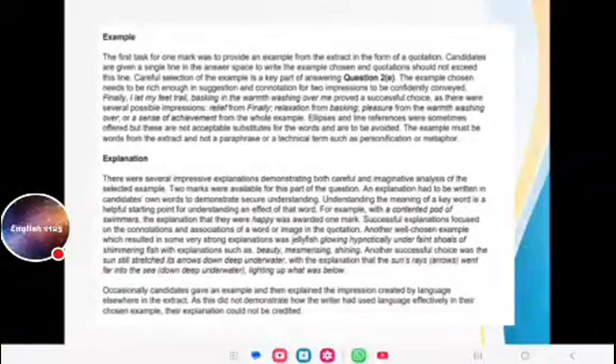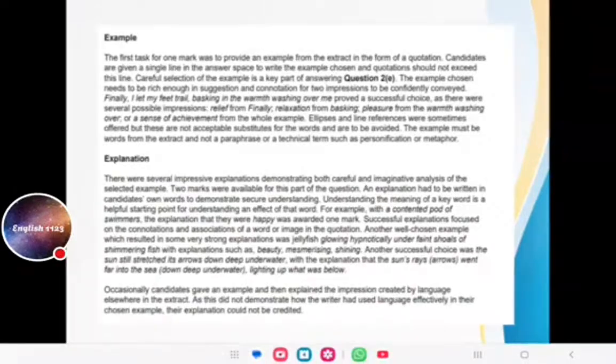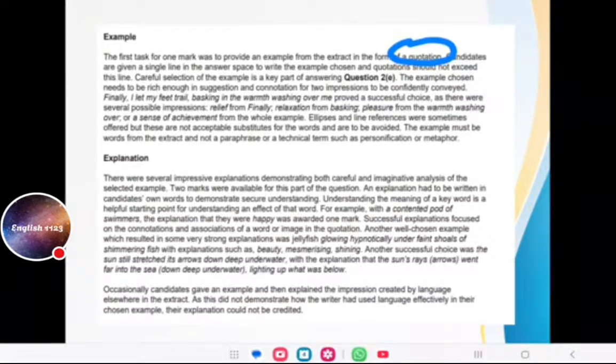Now, this is the part that I wanted to discuss with you. First thing is the example. The first task for 1 mark was to provide an example from the extract in the form of a quotation. Remember, this is in the form of a quotation. This is a copy from the text. Still there are one or two students who are paraphrasing something from the text. They are not copying. They are writing the example in their own words.